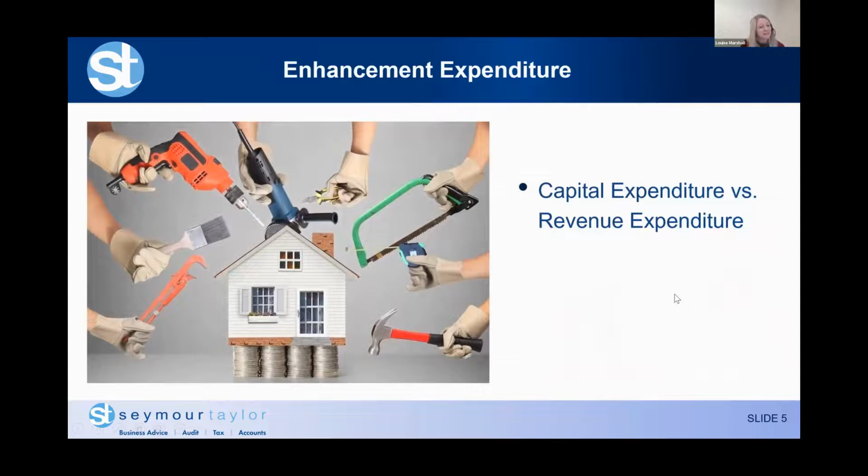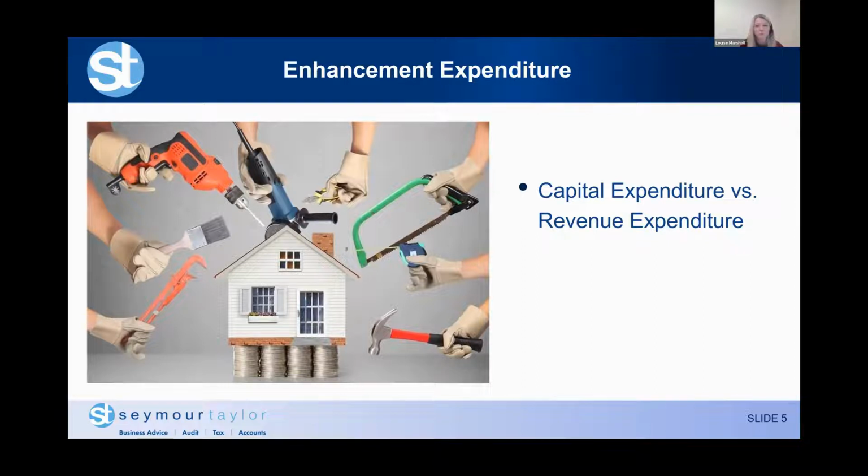Thank you, Eddie. So the first area I want to talk about is enhancement expenditure. This was briefly mentioned earlier by Eddie, but we need to look at actually what qualifies for tax relief, as there's a lot of money that could be spent on things in a number of different ways, and it could be classified as capital or it could be classified as revenue. To be allowable for capital gains tax, it has to be what's termed capital expenditure as opposed to revenue expenditure.